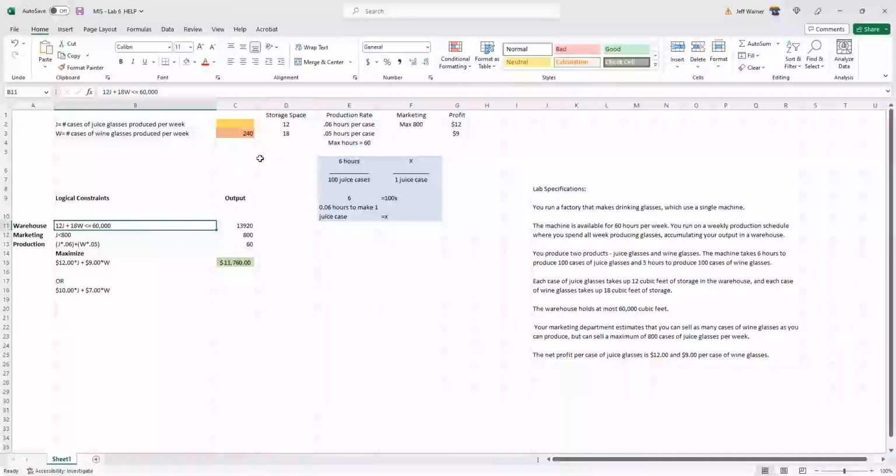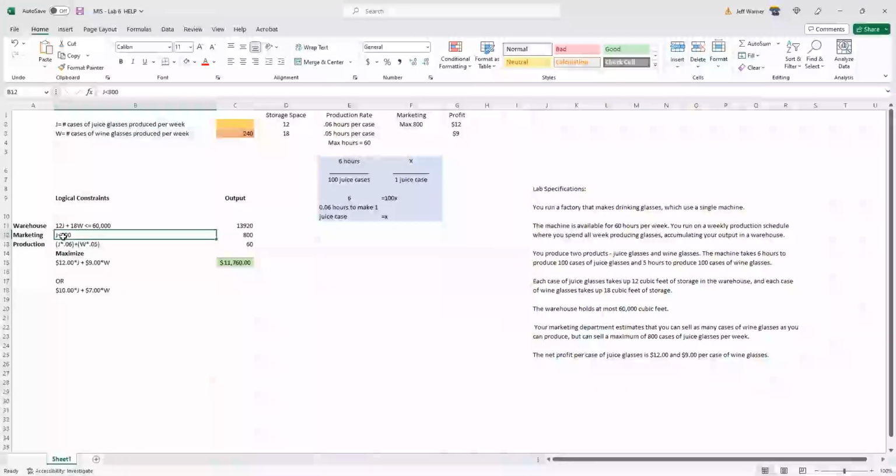So again, the number of optimum cases times 12 cubic feet plus 18 cubic feet times the number of wine cases must obviously be equal to or less than 60,000. If we go over that, we're putting glasses in the parking lot. That won't work. So that is a constraint. It's a physical constraint.